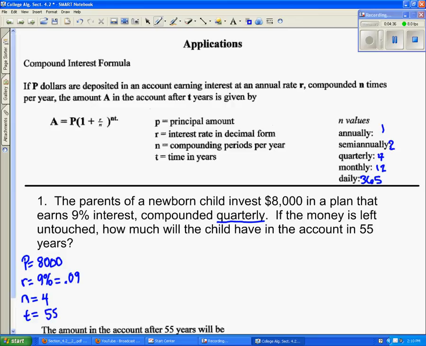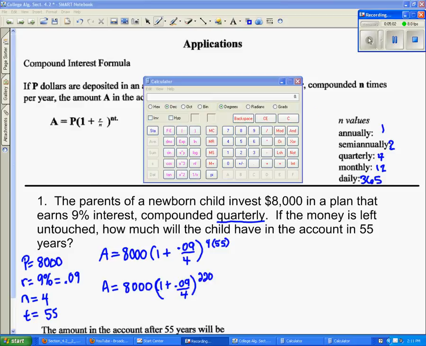So using that information, we're going to plug that into our formula. So we're going to get A is equal to 8,000 times parenthesis 1 plus 0.09 divided by 4, and then our N is 4 and our T is 55. Now we need to plug that in our calculator and find out how much the amount's going to be.